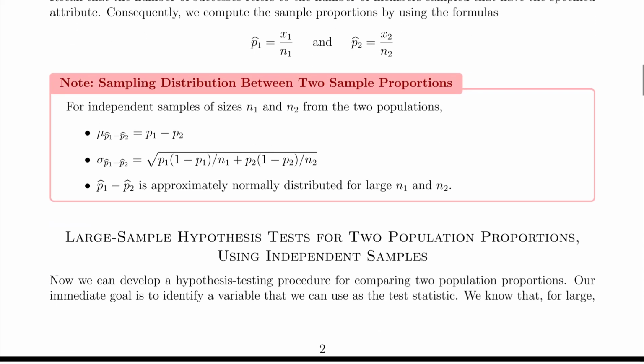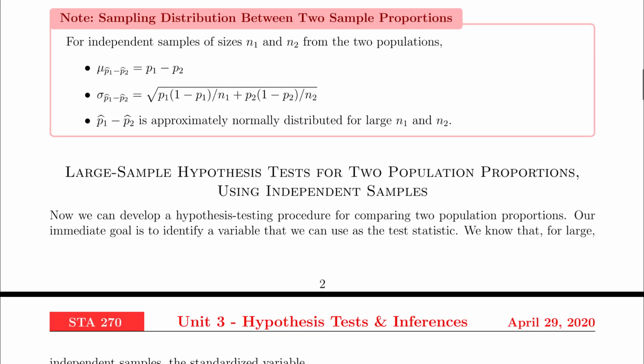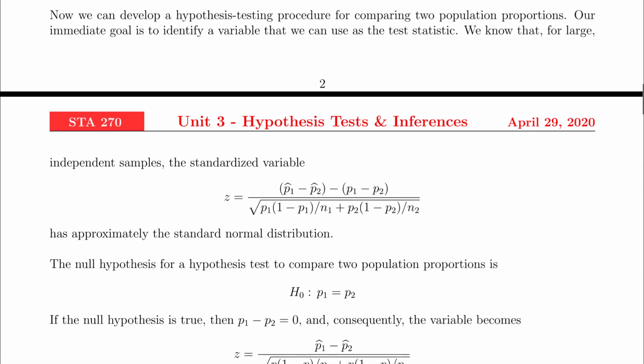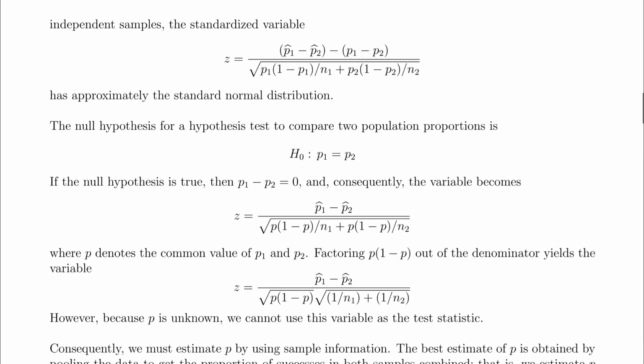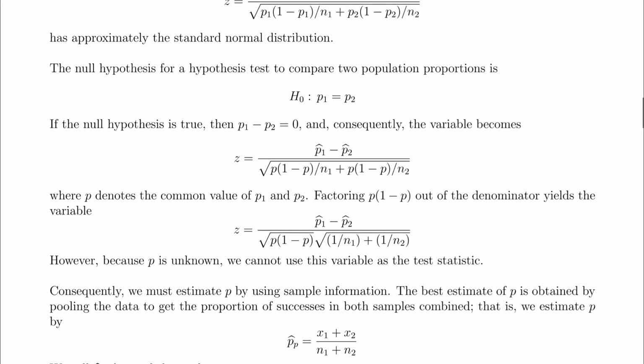The sampling distribution between two sample proportions. This just goes through to illustrate how we know that the sample proportions are going to be normally distributed as long as we have what we would consider to be a relatively large sample size. So here's where we develop our hypothesis testing procedure. What you see here is how we compute the value for Z, which we will use to do our comparison.